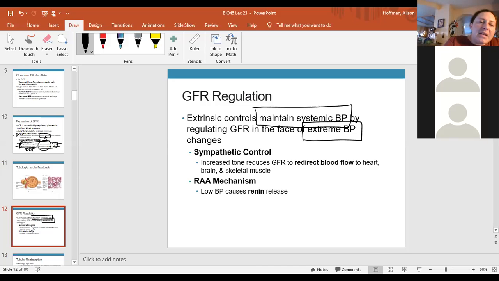So the major regulators here are the sympathetic nervous system. So when we have increased sympathetic tone, think about what happens when there's a lot of adrenaline in your system, right? We want to prioritize blood flow to the heart, the brain, and skeletal muscle. And so when we do that, we will sacrifice some blood flow to the kidneys. So we're going to decrease blood flow to the kidneys, and that's going to decrease GFR.